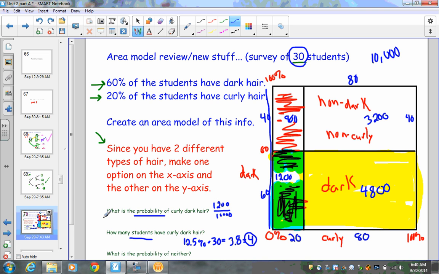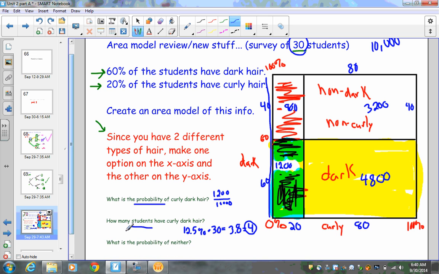All right, let's move down a little bit. What is the probability of neither? Well, neither is this big old white rectangle here, 3,200. So that's 3,200 over 10,000. And I'm just going to let you reduce that on your own. Let's see, that's 10,000. My bad. There you go.